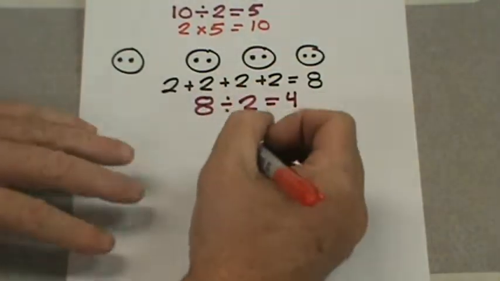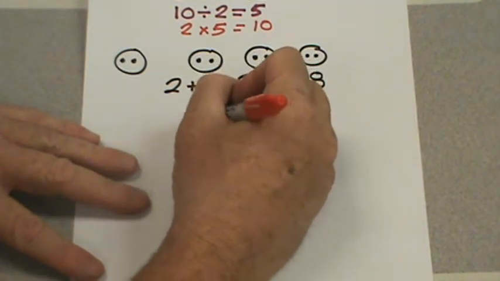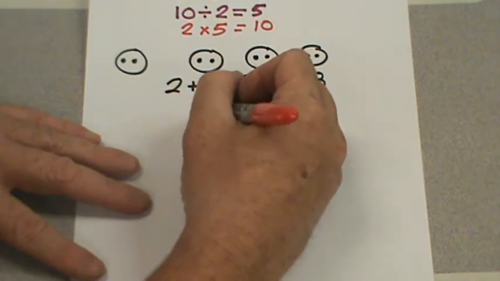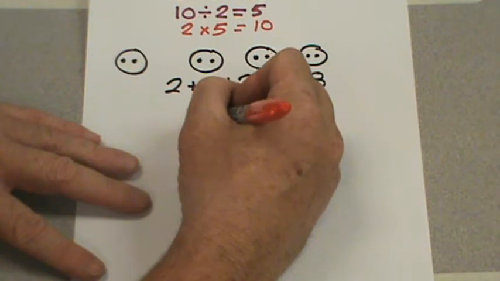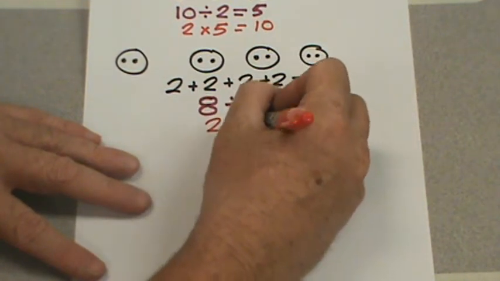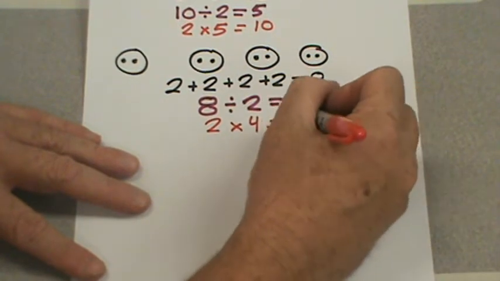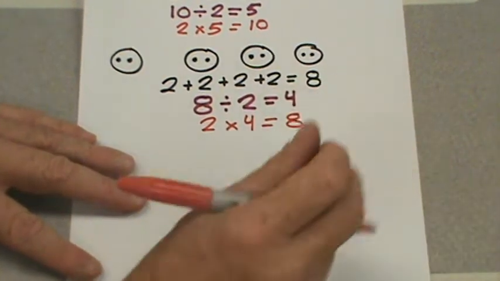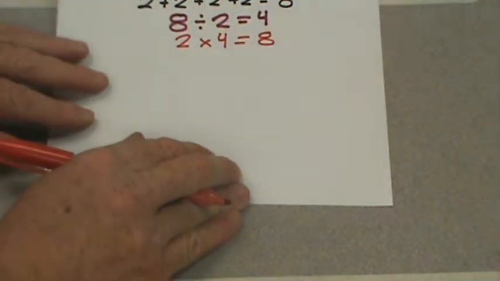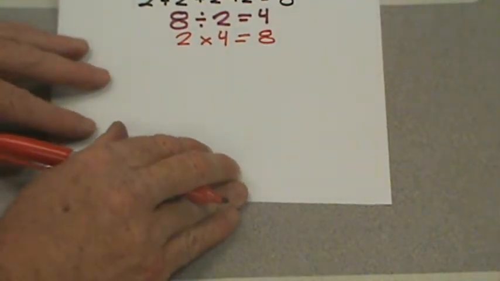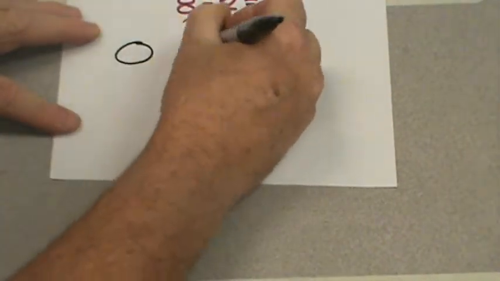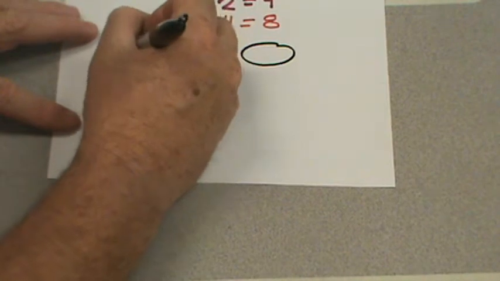And let's do a multiplication sentence. We would simply go 2 times 4 equals 8. All right, let's do one more. And let's do 3 groups of 4, okay? 3 groups of 1, 2, 3, and 4.